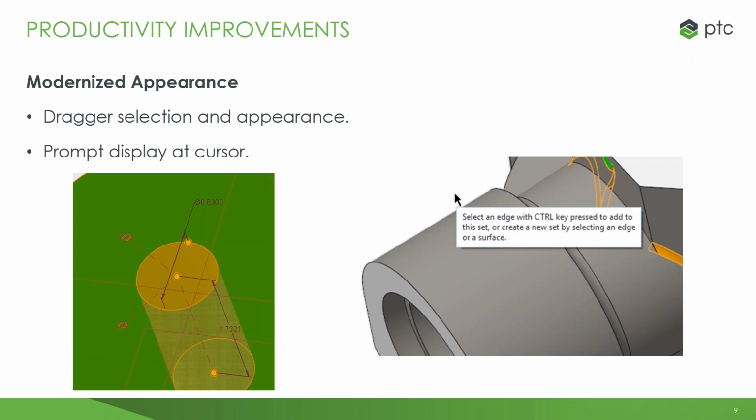Now, as far as modernized appearance goes, what we've really done here is we've just made it more intuitive and more simplified. So the whole interface is just easier to understand and more intuitive. And also, we've added a prompt display cursor, so you're going to be able to just hover over things, and it's going to kind of guide you in the right place. It's going to give you less headaches and less cursor movement when going through your CAD models.